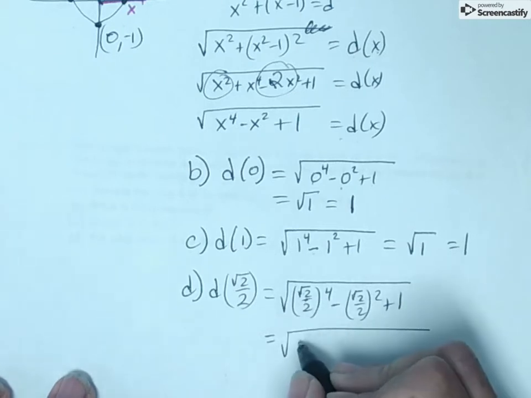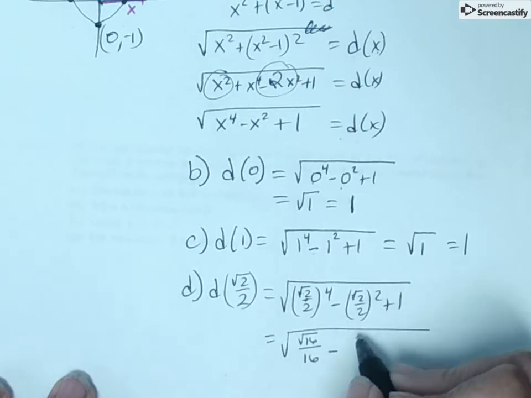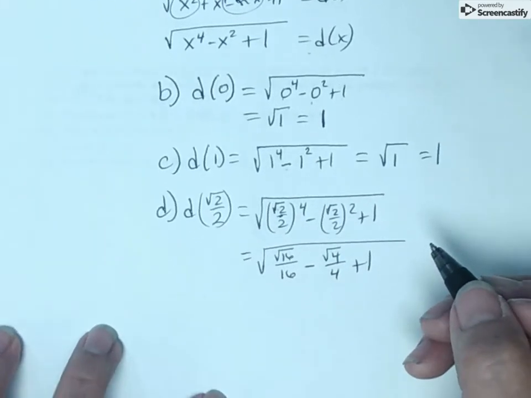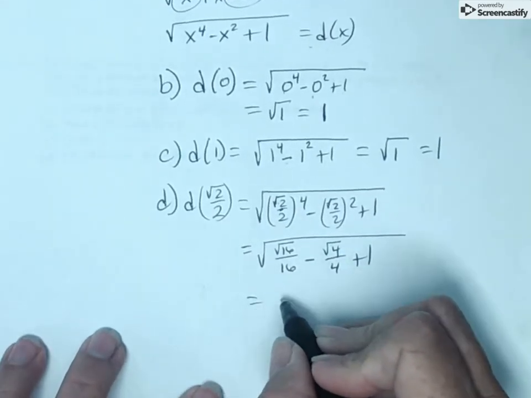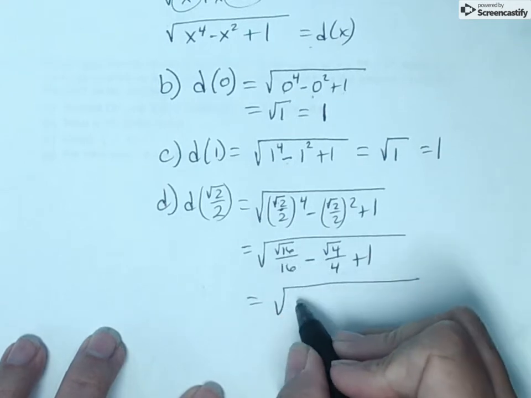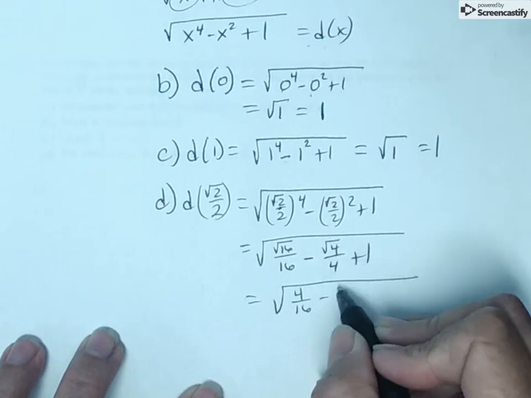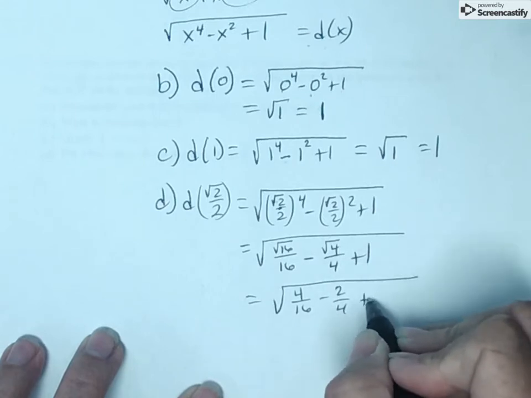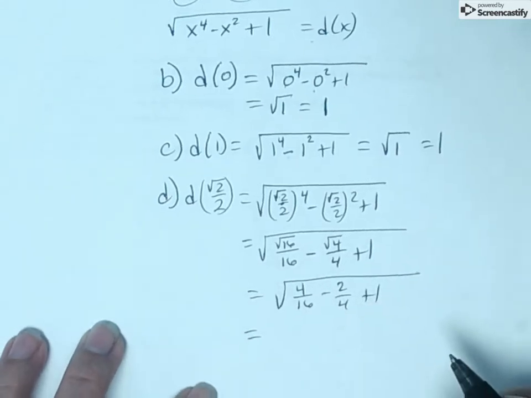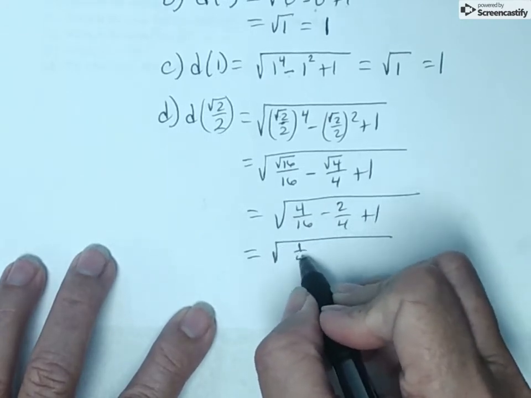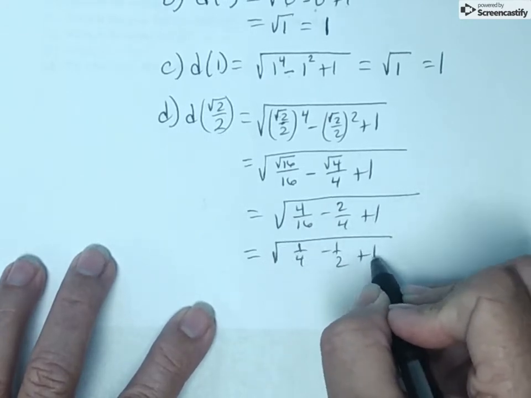root. So this gives us the square root of 1 over 16, positive 1 over 16, minus the square root of 2 over 4, plus 1. So hopefully we remember all these lovely rules. We've got square root of 1 over 16 is 1/4 minus 2 over 4 plus 1. Of course, we want to simplify this, so we've got 1/4 minus 1/2 plus 1.